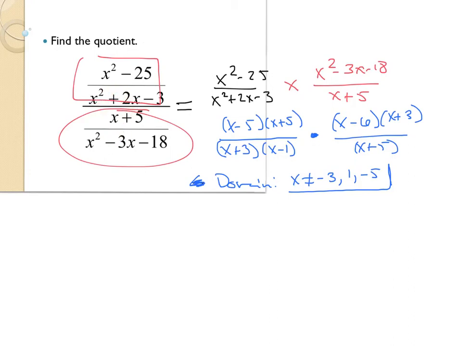So I'm going to go ahead and simplify. I have an x plus 5 in both the numerator and the denominator. That cancels out. And I also have an x plus 3. So the negative 5 and the negative 3 were removed. So these are two pieces that I have to note when I'm all done with the simplification.